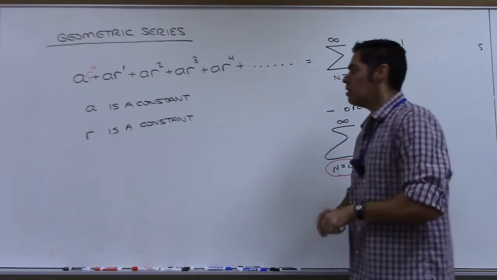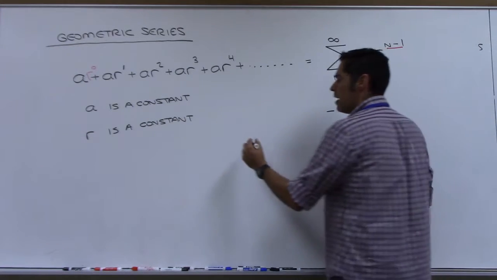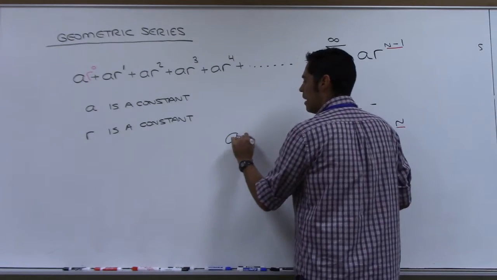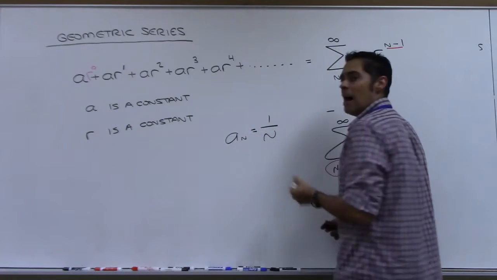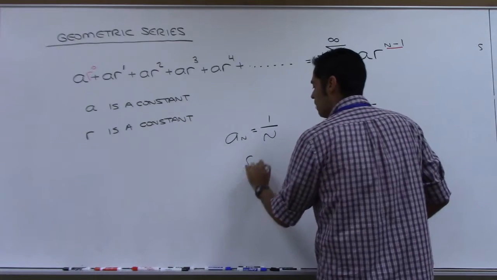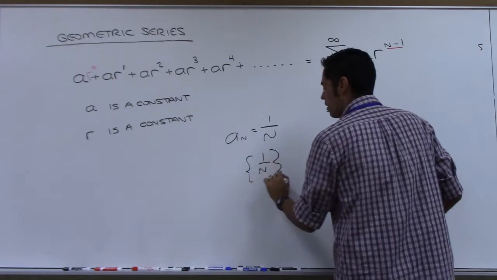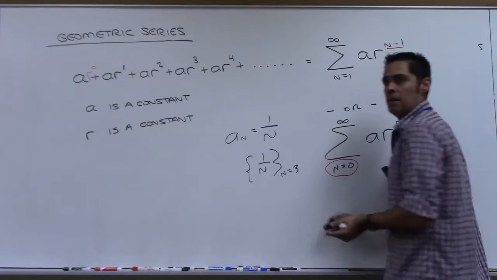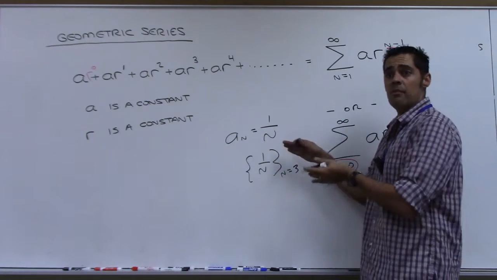Not anymore. Look, when we were first defining sequences, when I wrote a sub n equals 1 over n, I told you that if you wanted to specify where to start, you could put out here like n equals 3. And that would tell you, okay, start at 3 instead of 1.